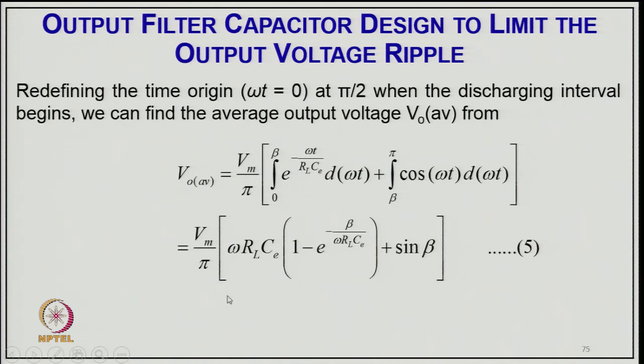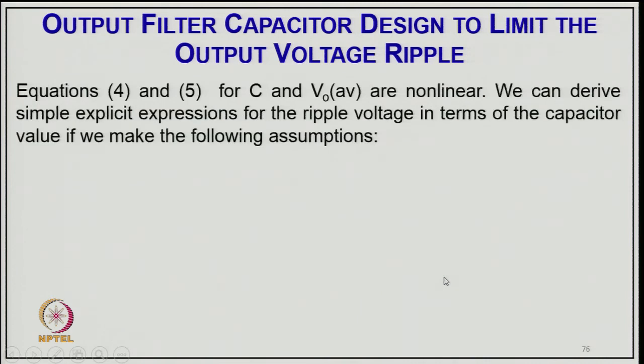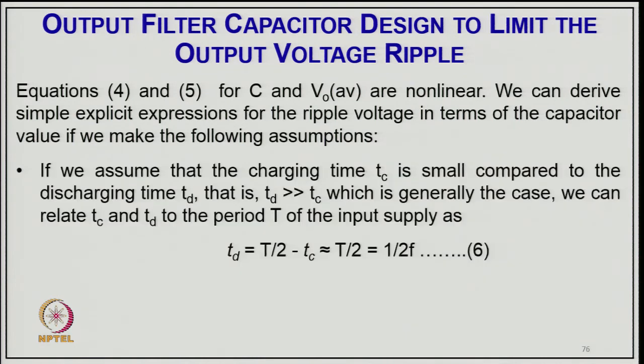So, it comes V_m upon pi in bracket omega R_L C in bracket 1 minus e to the power minus beta upon omega R_L C plus sin beta, and these equations for C, we can solve C for V average are non-linear. So, we can derive the simplest explicit expression for ripple voltage in terms of capacitor value if we make the following assumption.